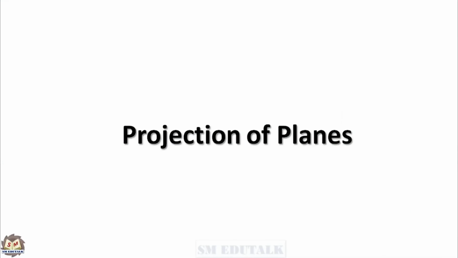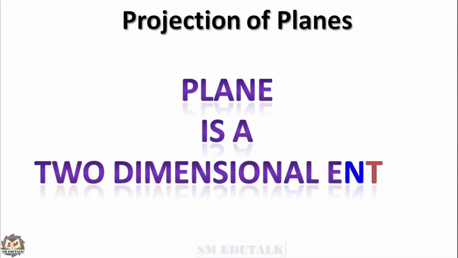In this video, we are going to see projection of planes. First, what is a plane? Plane is a two-dimensional entity. That is, it is an object having two dimensions except thickness. For example, paper is a plane because it has only length and width. Its thickness is very small, hence it is negligible. There is no need to take this into account.